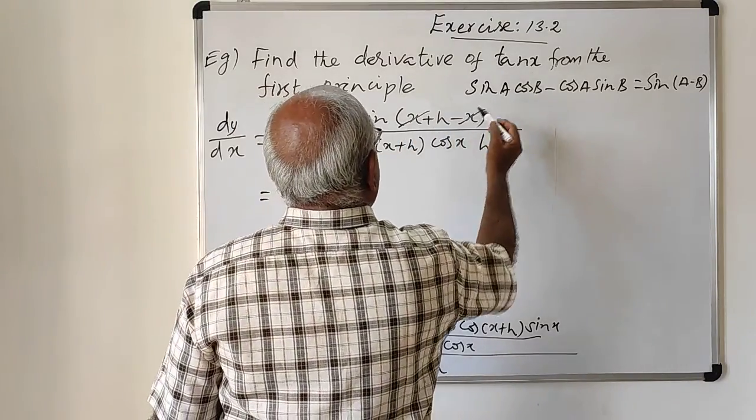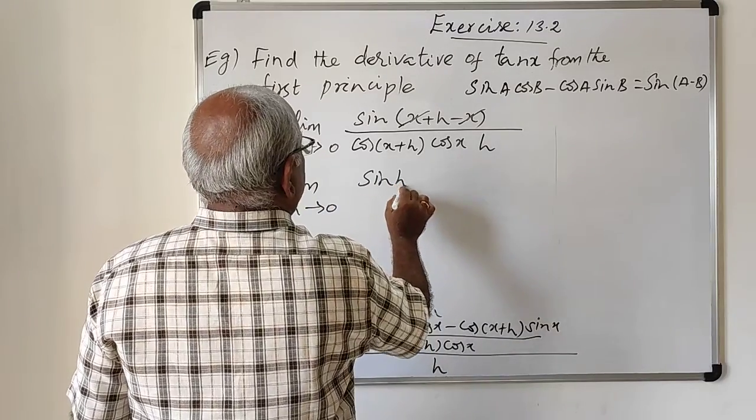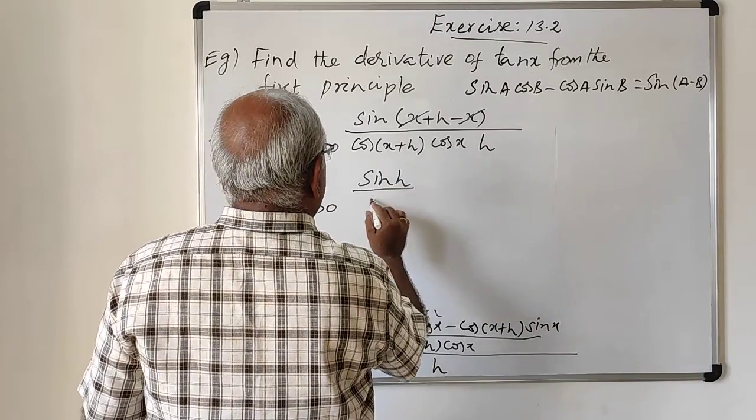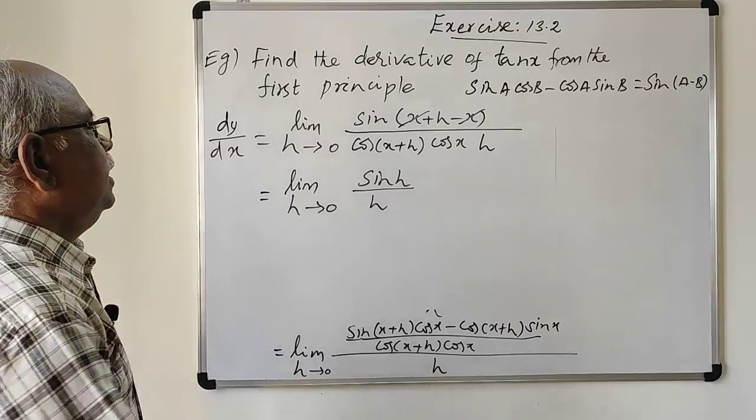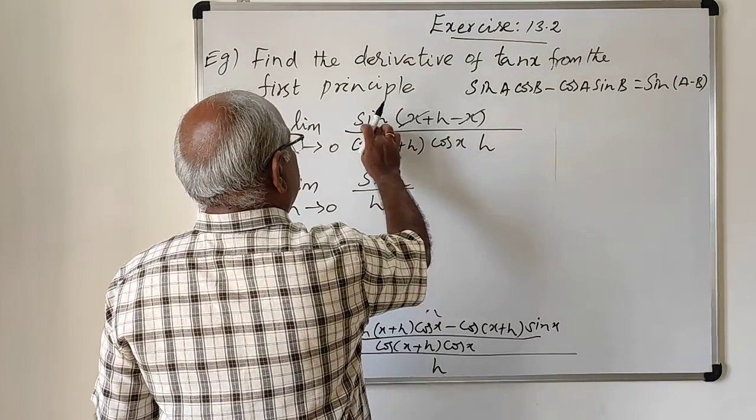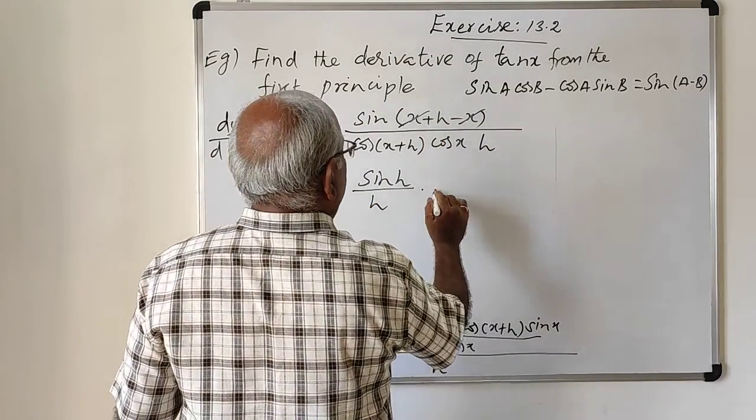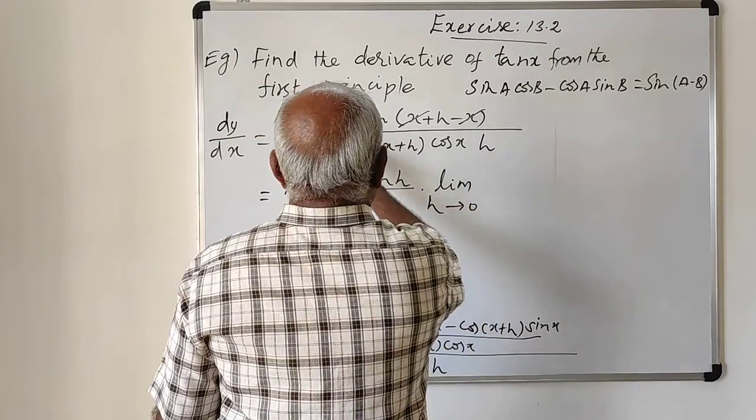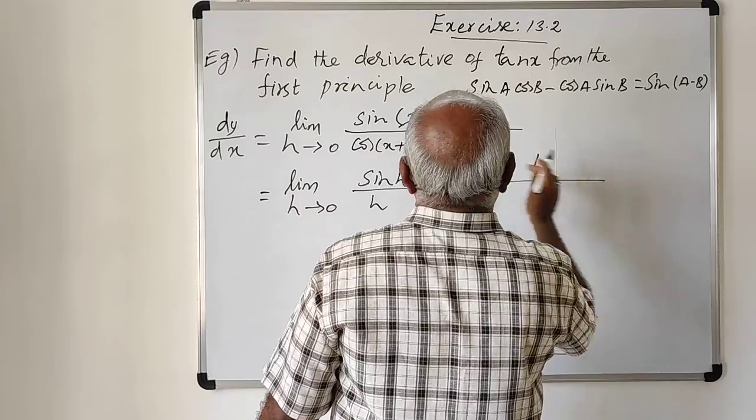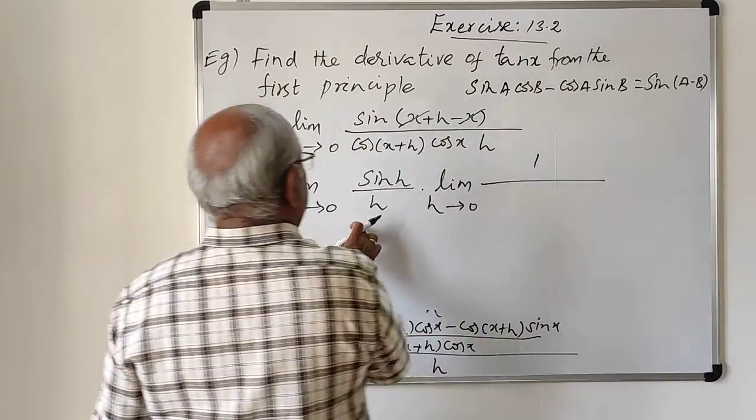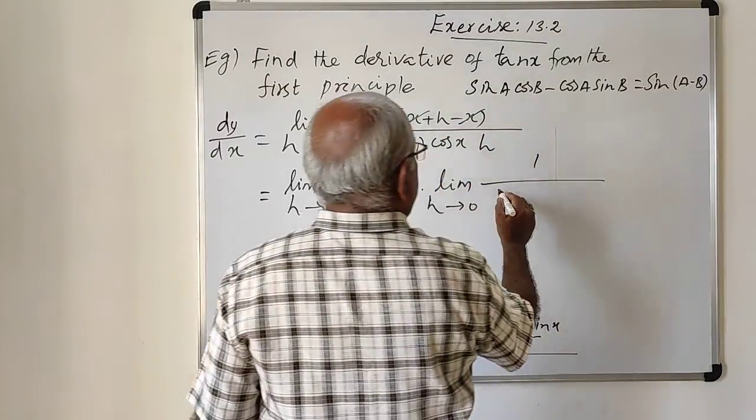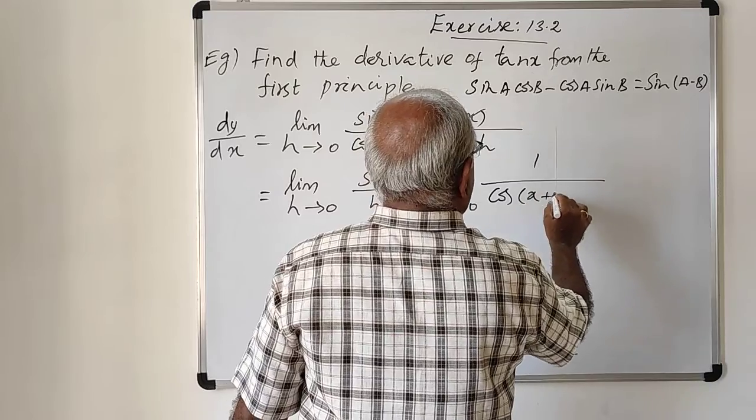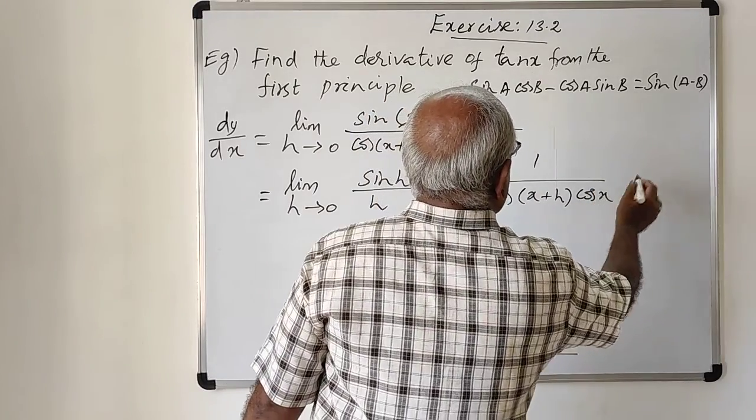This is plus x minus x, cancel. You will get sin h, and you consider this h here. You consider this sin h by h, and again you split as limit h tends to 0 into two limits: sin h by h is here, and 1 by cos(x+h) into cos x.